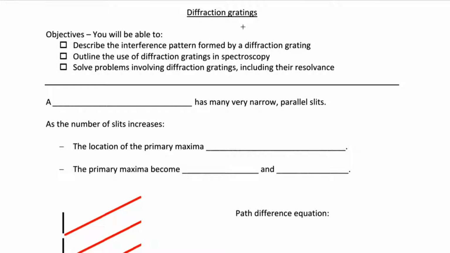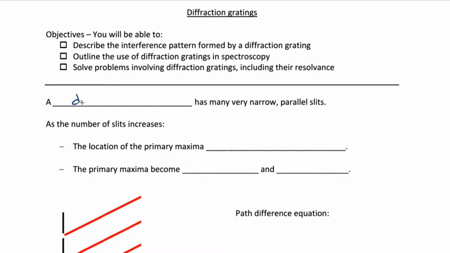In this lesson, we look at diffraction gratings, and here are the objectives. In previous lessons, we've shown light through a single slit and seen the diffraction pattern, and through a double slit setup and seen the interference pattern. And now what we're going to do is just keep increasing the number of slits and see what happens as we shine light through that.